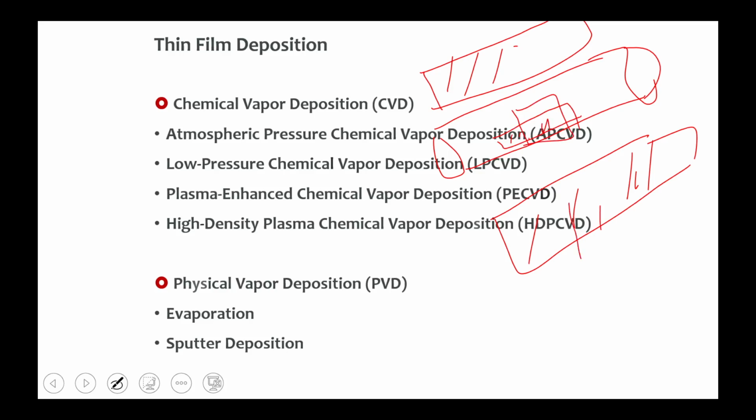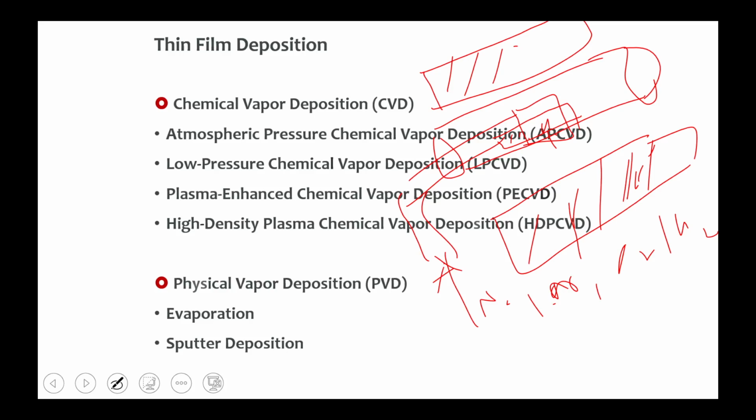What happens is they increase the temperature of the heater and flow some gas here, nitrogen, argon, oxygen or hydrogen, whatever is required to react with that material. In atmospheric pressure CVD, the process remains at atmospheric pressure. In LPCVD we have to create a vacuum, 10 to the power minus 2 or 10 to the power minus 1 pressure, and the gas continues to flow.